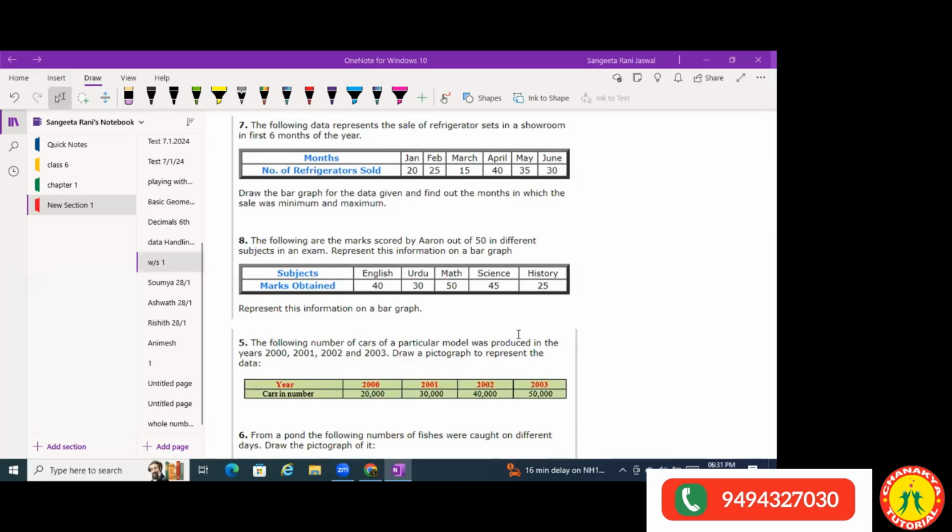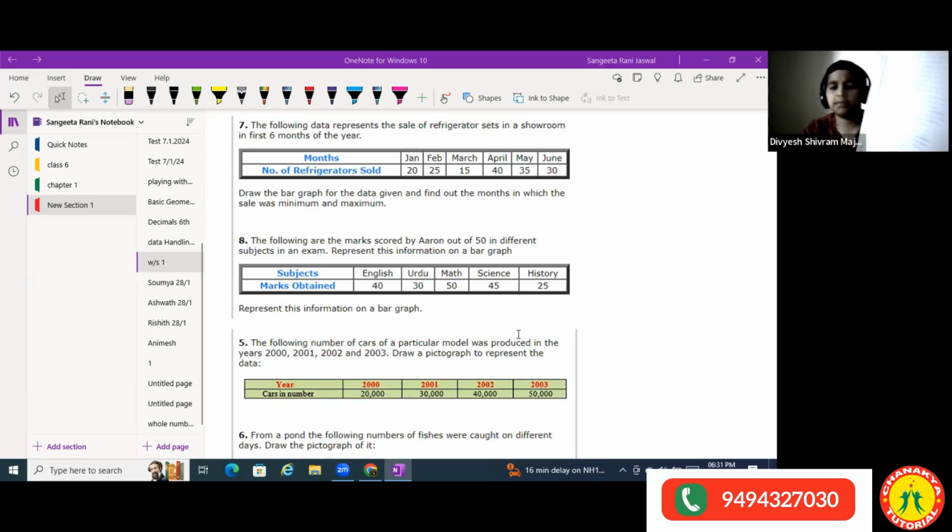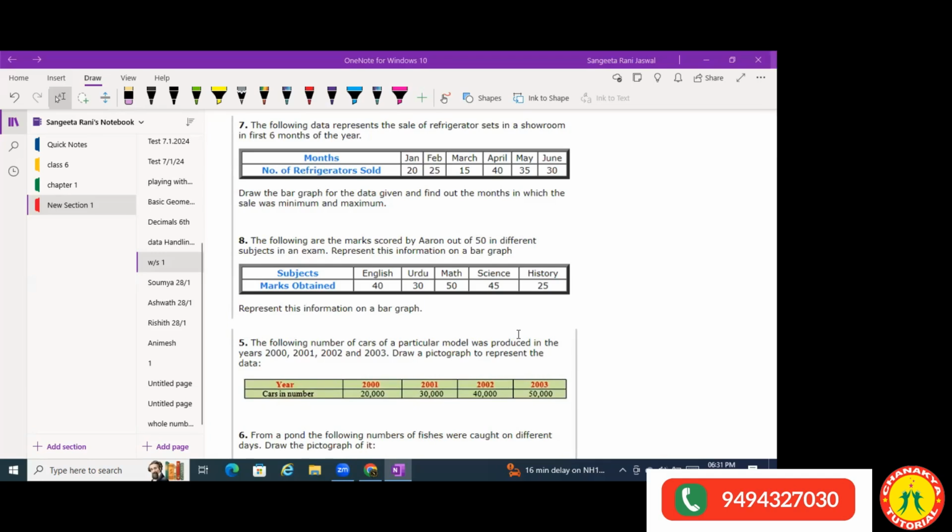Divesh, one second, show me again. Where is your first bar? Your first bar is joining with the y-axis. No, ma'am, my first bar is English. It's only 40 marks, so there is a gap between the line and the bar. See, I can see that your first bar is joining with the line. This is your first bar. Okay, then it's correct.